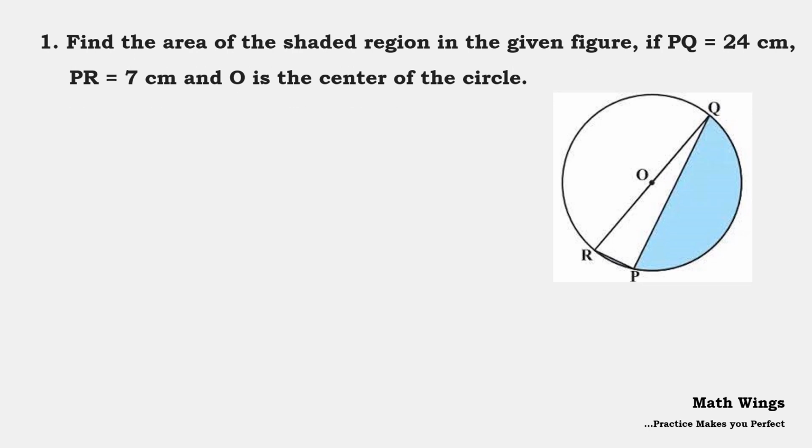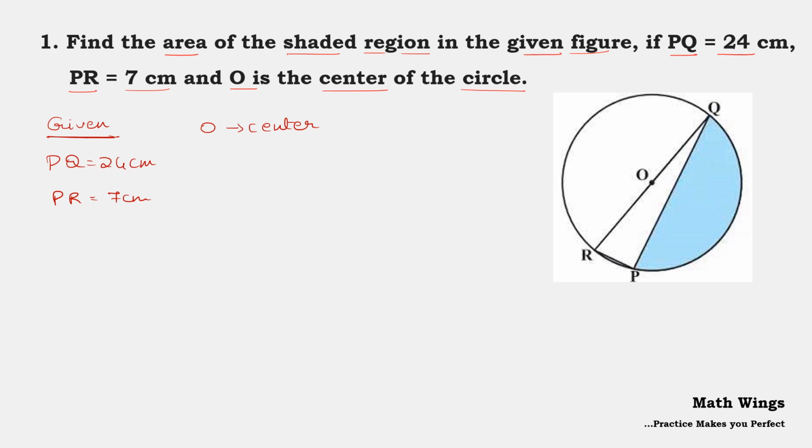Find the area of the shaded region in the given figure where PQ is equal to 24 cm, PR is equal to 7 cm and O is the center of the circle. Correct? So first, let us list out what information we have in the given problem along with the diagram. So given parameters are PQ equal to 24 cm, as well as PR equal to 7 cm. Also, they have given that O is the center of the circle.